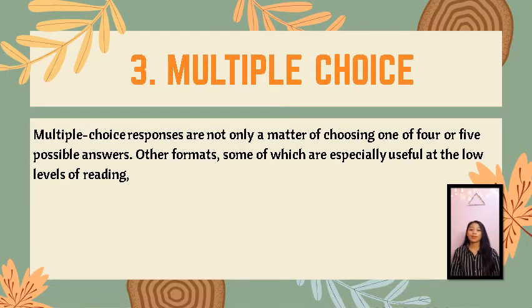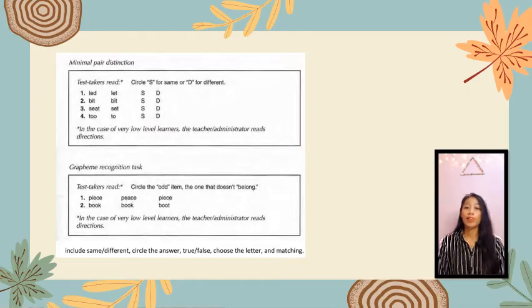The next way is multiple choice. Multiple choice responses are not only a matter of choosing one of four or five possible answers. There are other formats, some of which are especially useful at the low levels of reading. For example, you can see in this picture, there are two other formats of choosing one of two or five possible answers. You may use minimal pair or grapheme recognition tasks. You can see from this sample.